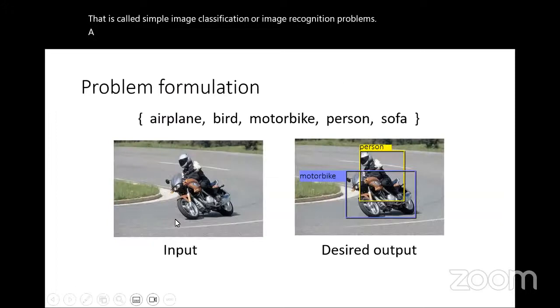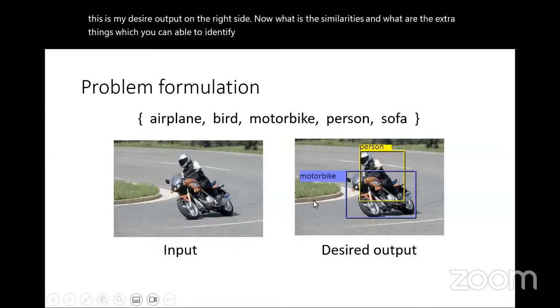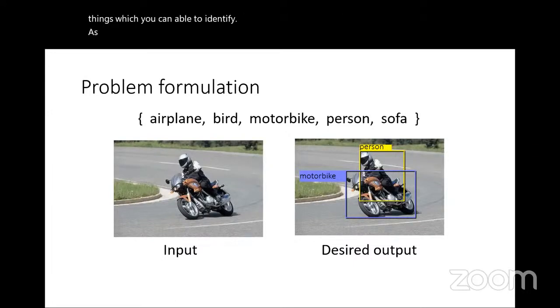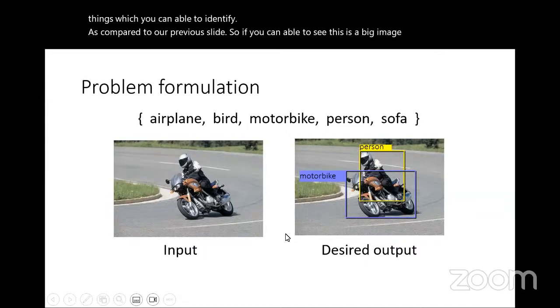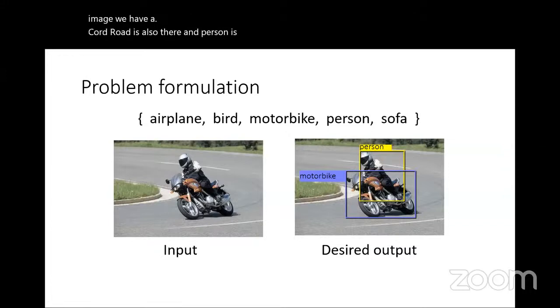Now, if you extend this example a little bit, this is my input and this is my desired output on the right side. What are the similarities, and what extra things can you identify as compared to our previous slide? This is a big image of size m cross n, where there is a bike, a person, and a road. We also have a curved road in this image, and the person is trying to ride a bike.